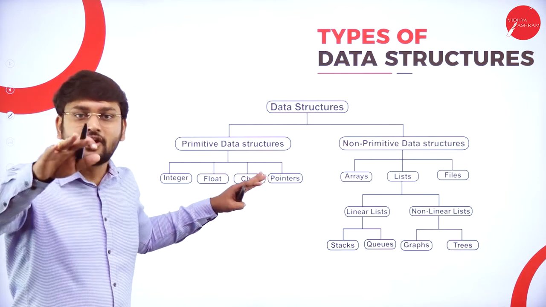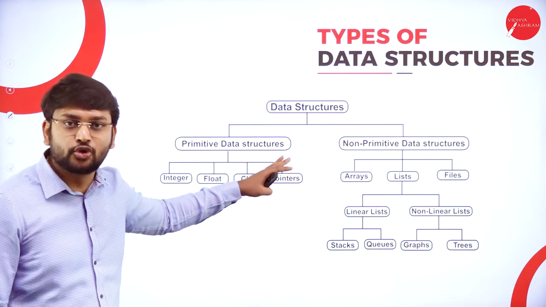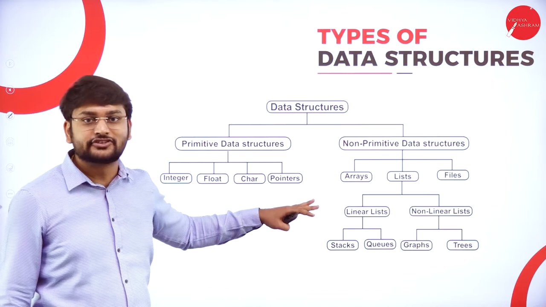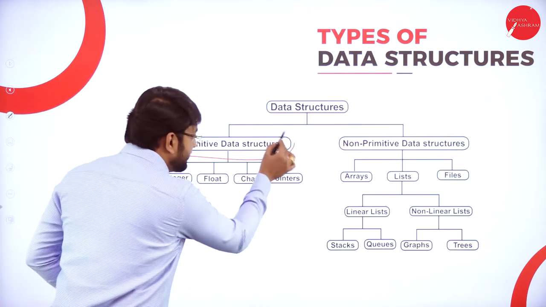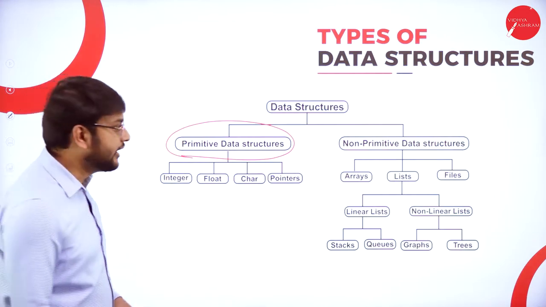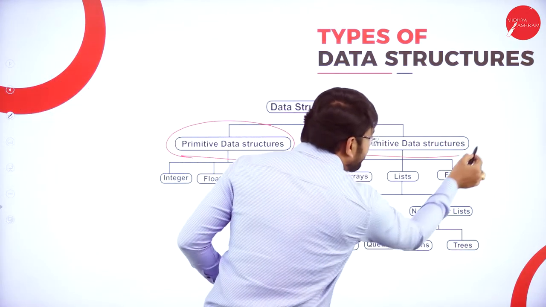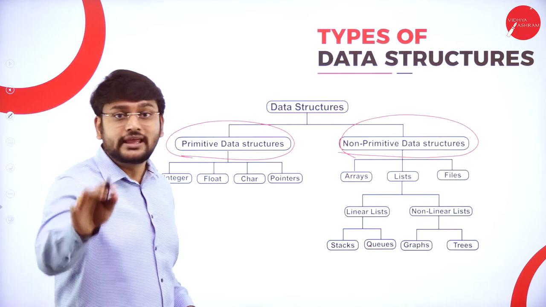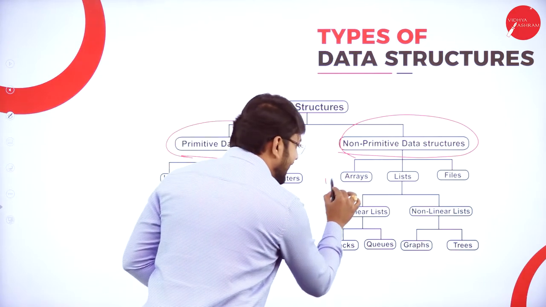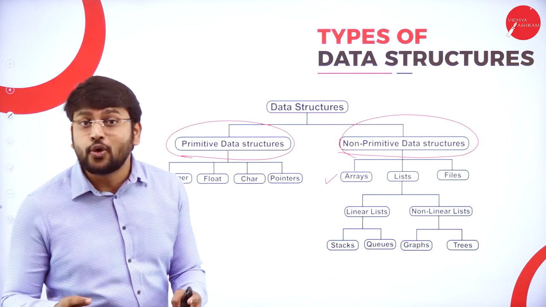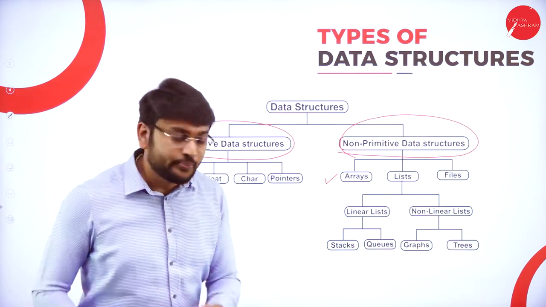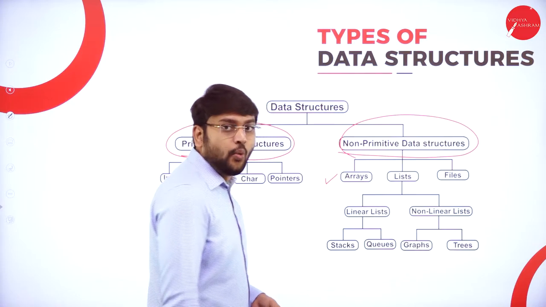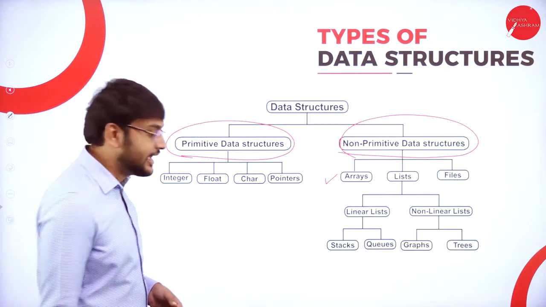Before I go to the stack, let me just show you where exactly we stand in these different types of data structure. Yes, we have discussed what is primitive data structure, so you all know that, and we have started non-primitive data structure in the previous session. In that we have discussed what exactly arrays are all about, and also what exactly linked lists are. So now let's understand what exactly stacks and queues are.